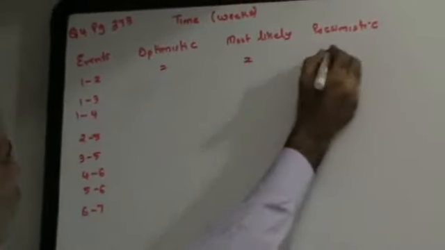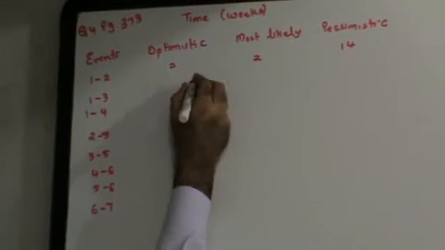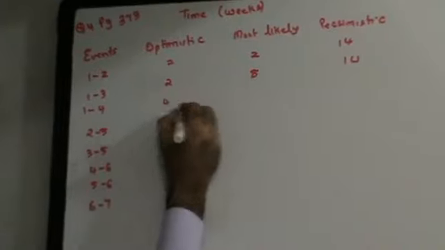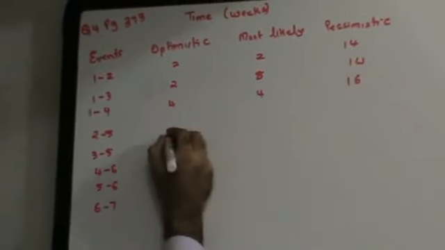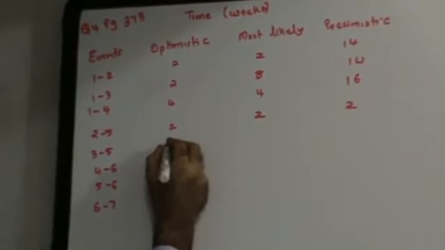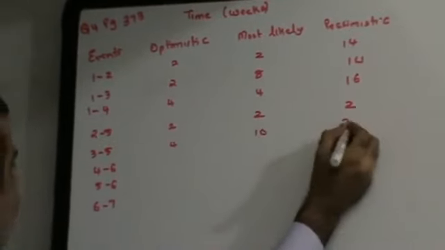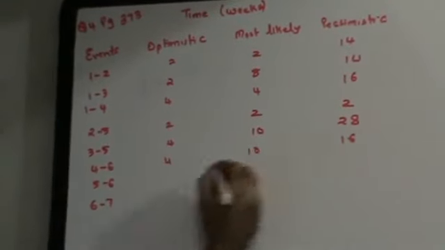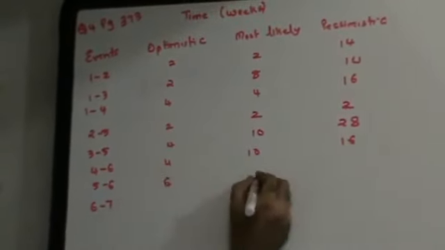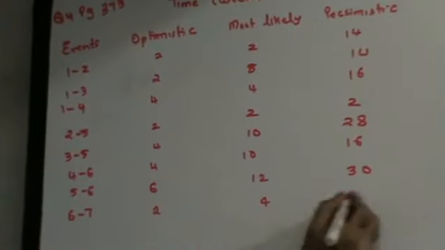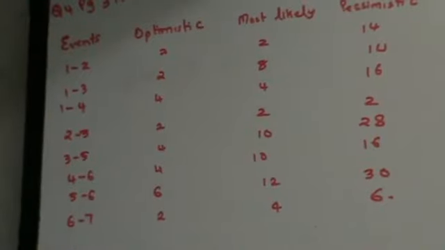2, 8, 14; 4, 4, 16; 2, 2, 2; 4, 10, 28; 4, 10, 16; 6, 12, 30; 2, 4, 6. Right? Now let's see this.